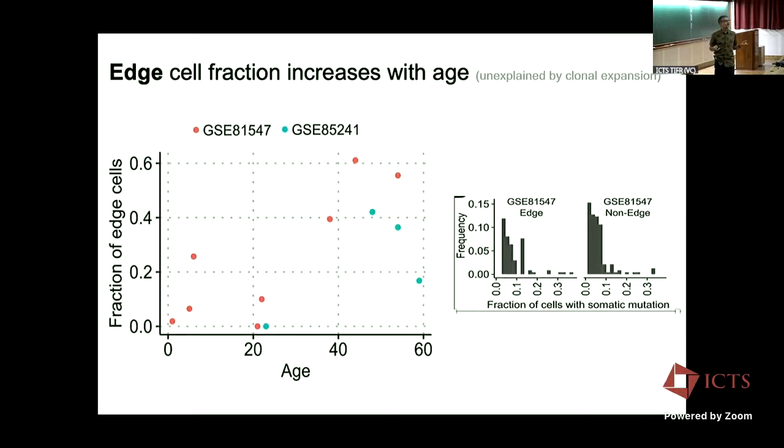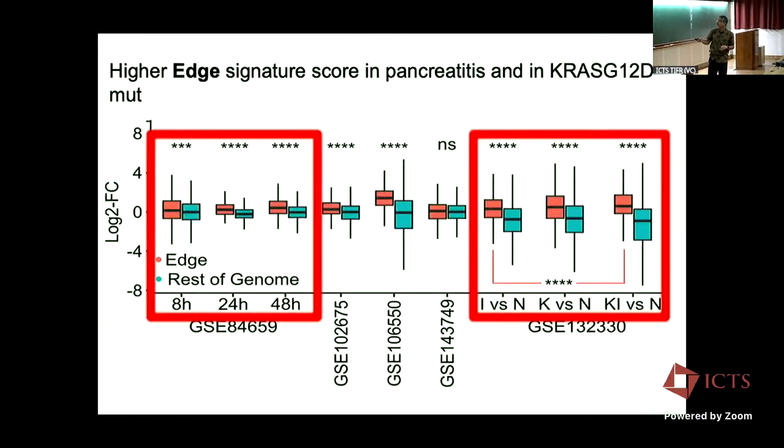Okay, next thing we did was pancreatitis, a pancreatic condition which increases your chance of getting PDAC by X-fold. And there is a lot of research on pancreatitis. So we looked at a whole bunch of pancreatitis data and asked whether our edge signature is higher in pancreatitis versus control. Okay? So lots of data sets. In every single data set, we see the signal. Only one of them is not significant. And this is interesting. This was time course data, and as the time goes by, you see a greater and greater signal here.